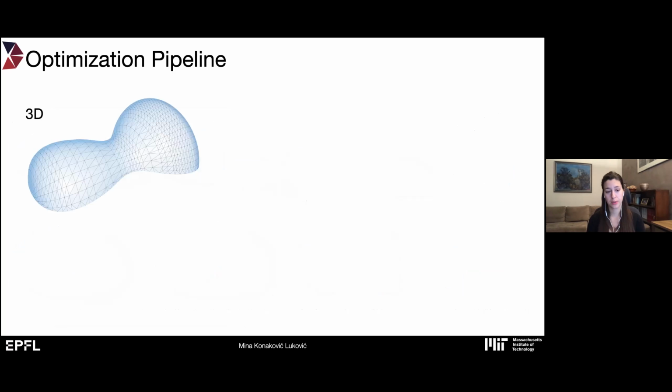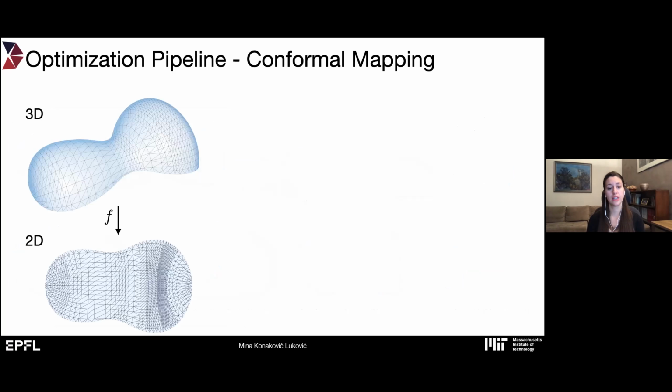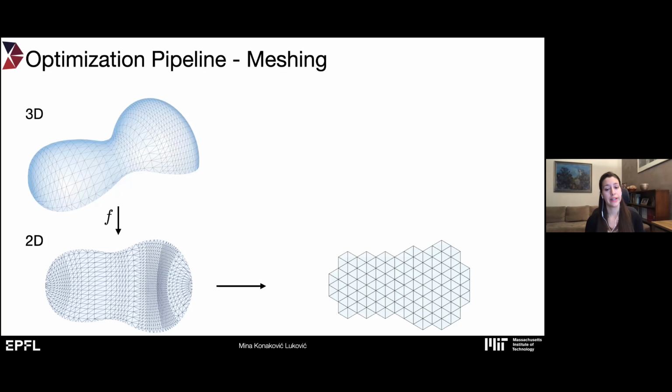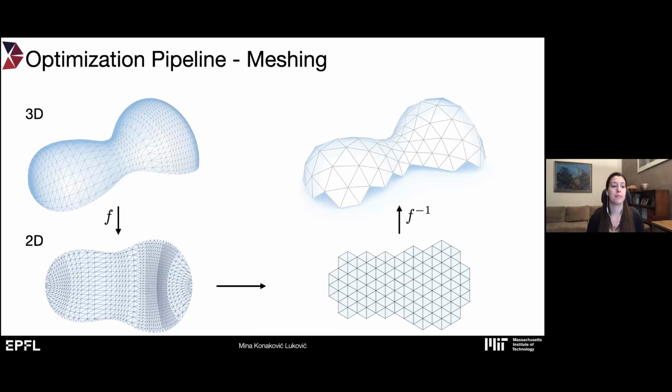So again, we start with a target surface in 3D, then we compute a conformal map to 2D. We insert the cone singularities if needed. This surface luckily doesn't need cone singularities because the conformal scaling factor is below 2. Then we overlay a regular grid of triangles. We use the inverse conformal mapping to lift it back to 3D.